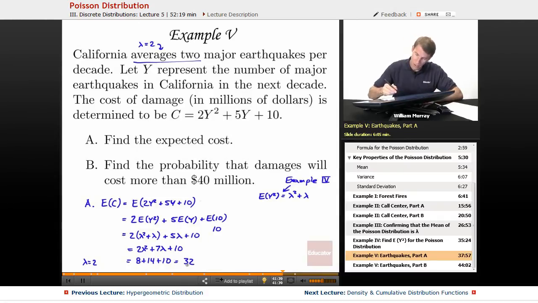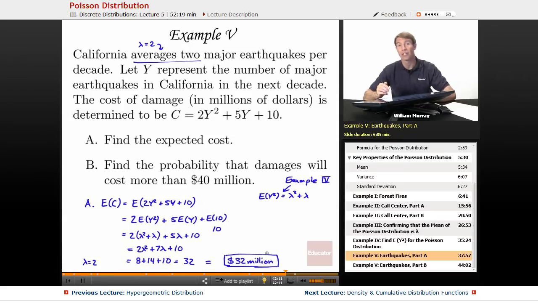So that tells me that my expected cost, the expected amount that I should average on spending on damages per earthquake per decade is, I guess this was in millions of dollars, so this is $32 million. $32 million. That means long-term, California can expect to spend an average of $32 million on earthquake damage each decade.